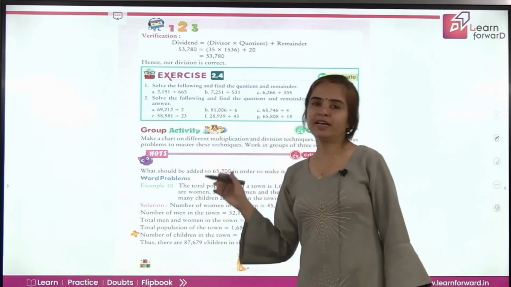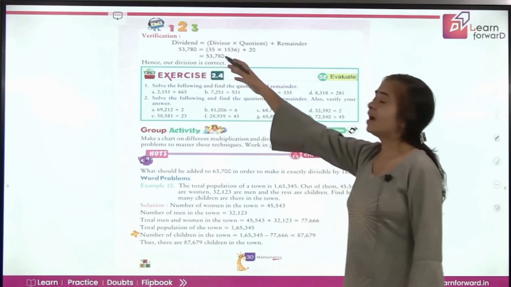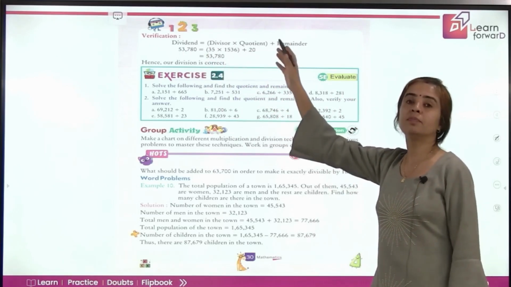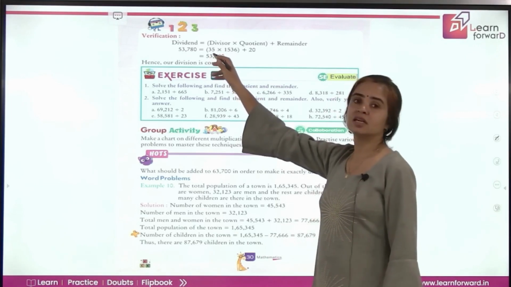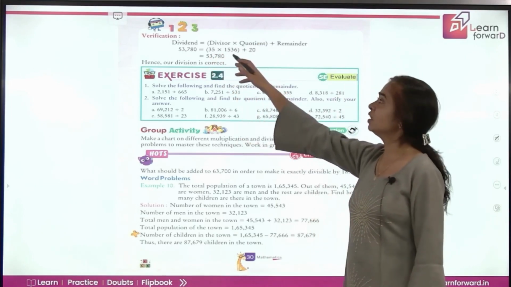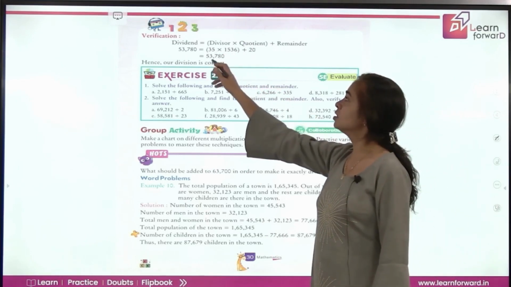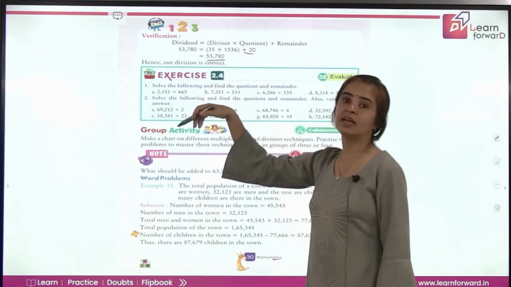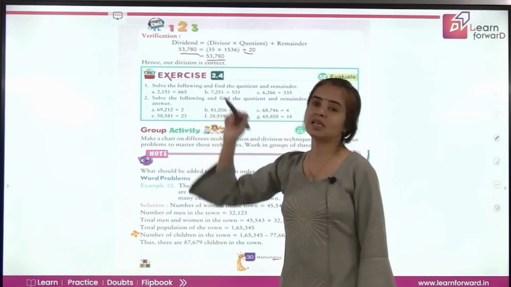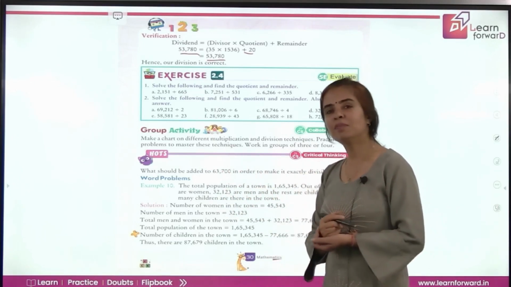Now, we have already done verification, where dividend is equal to divisor multiplied by quotient plus remainder. So you can verify your answer. The divisor here is 35. Your quotient here is 1536. Multiply both these numbers and then add 20 to it. You get 53,780, which is the same as the dividend. So that means your division is perfect, right?